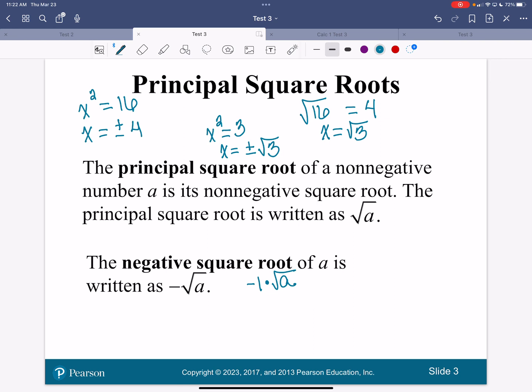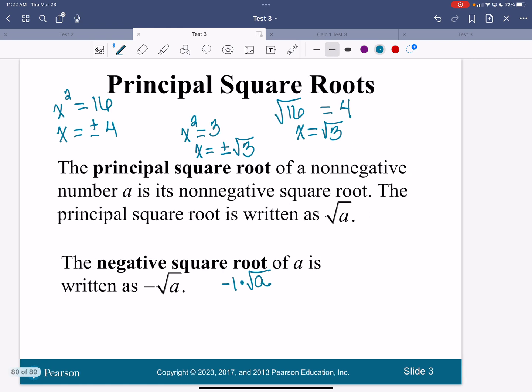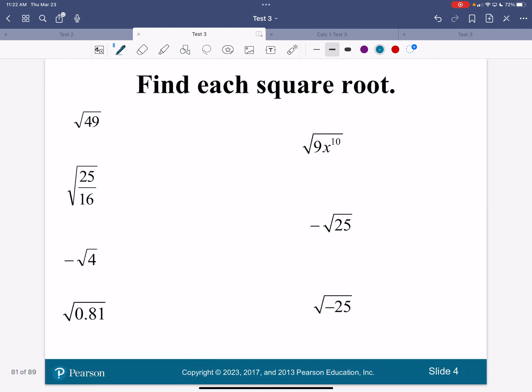Now, we are going to find the square roots of numbers that are what we call perfect squares. Here, all of these are what we call perfect squares. Now, go ahead and grab your calculator if you want to. And we're going to talk about how to find the square root of something.